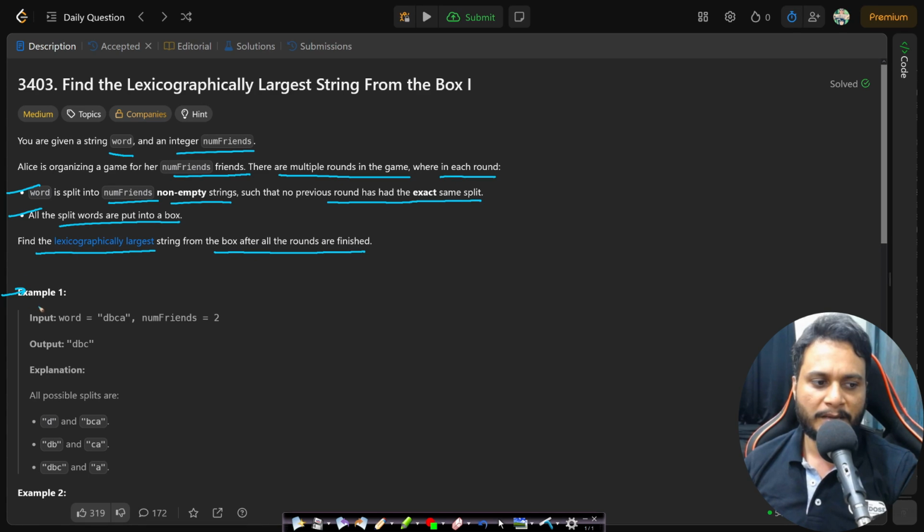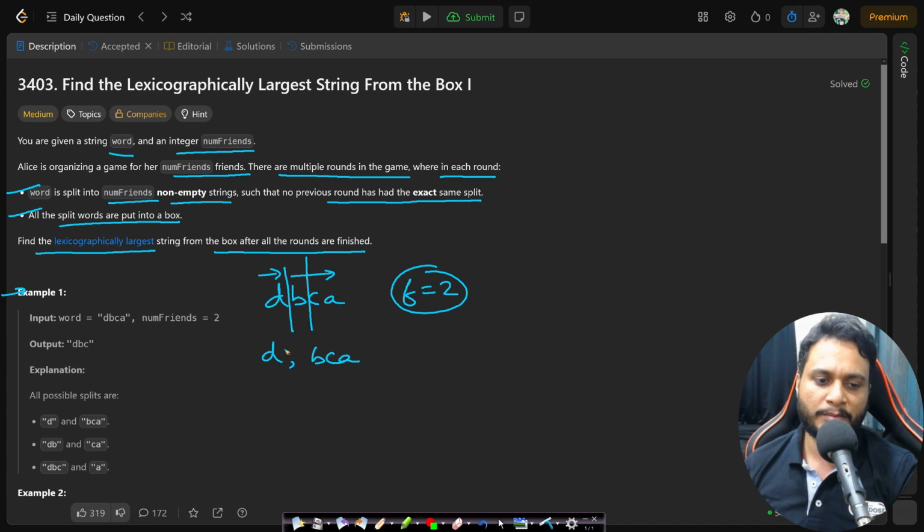Given an example, let's say "DBCA", with two friends. Two friends means we have to do two slices. If you divide at the first point, it will create D and BCA. If you divide at the second point and not at the first, it will create DB and CA. And if you divide at the third point, leaving out all the other points, it will create DBC and A.